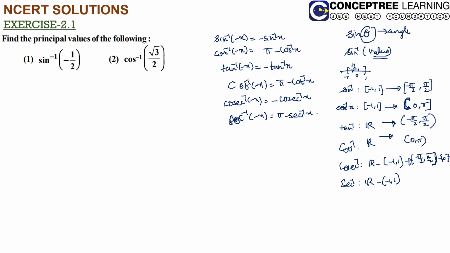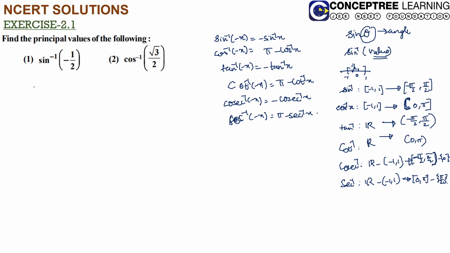Okay, because cosecant is actually 1 by sine. Sine 0 is 0, so cosecant will become infinity. Therefore, this is not valid. Therefore, cosecant inverse of x has the range closed interval minus pi by 2 to pi by 2, minus singleton 0. And this is equal to closed interval 0 comma pi minus singleton pi by 2. Fine.